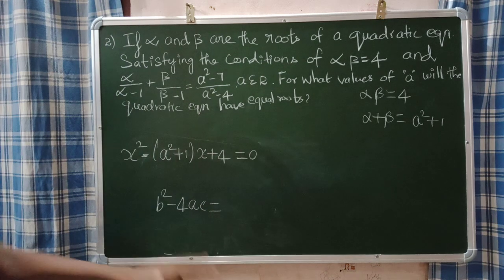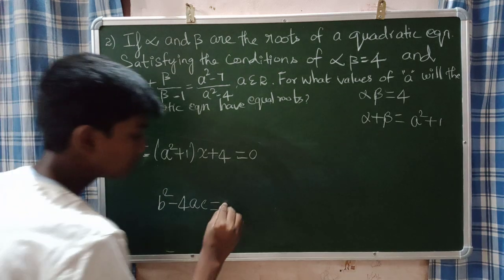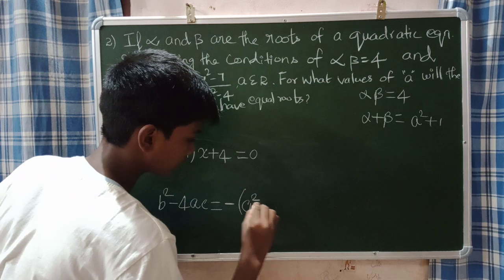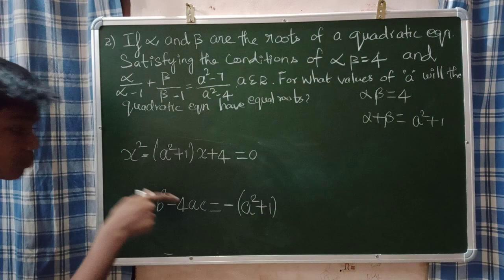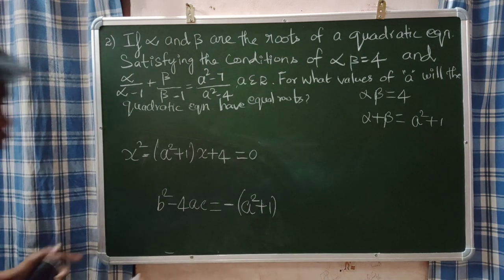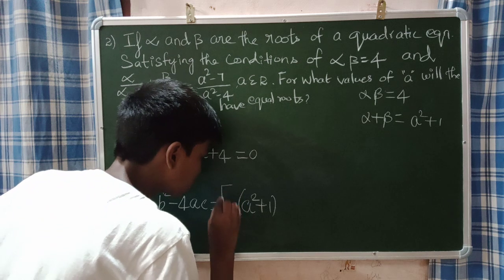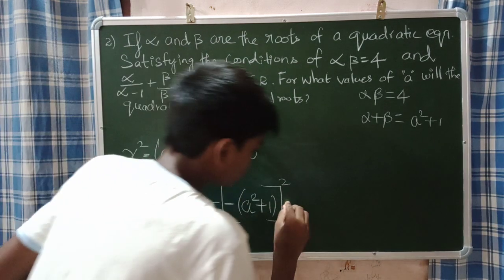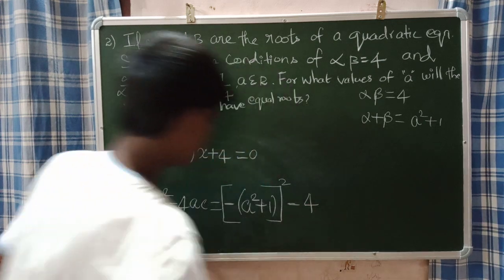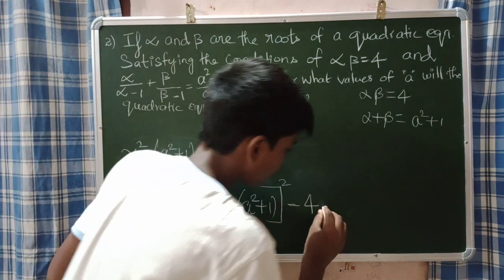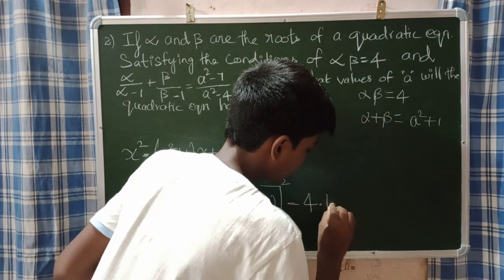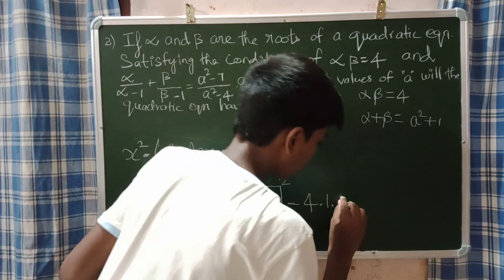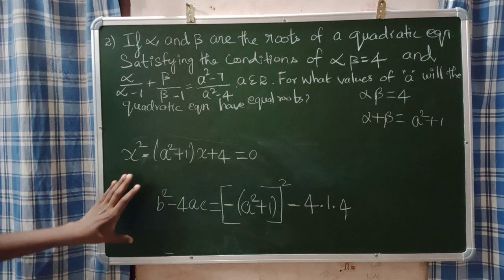So what is b square minus 4ac here? Guys, based on this quadratic equation, that is minus of (a square plus 1) whole square, then minus 4ac. So minus of 4 into what is a? That is 1. Then what is c? The constant is 4. So same, 4 only. Now guys, this is what we got.